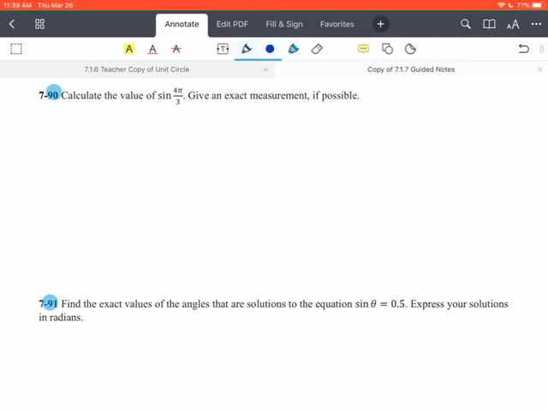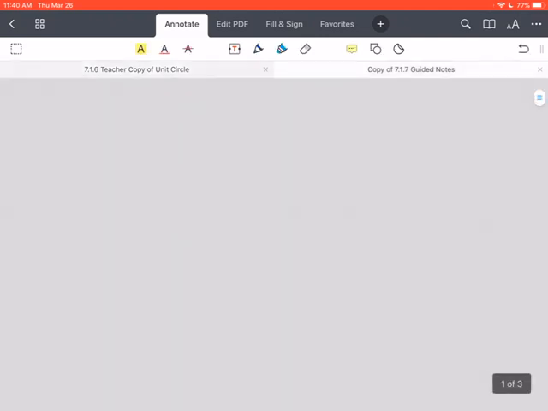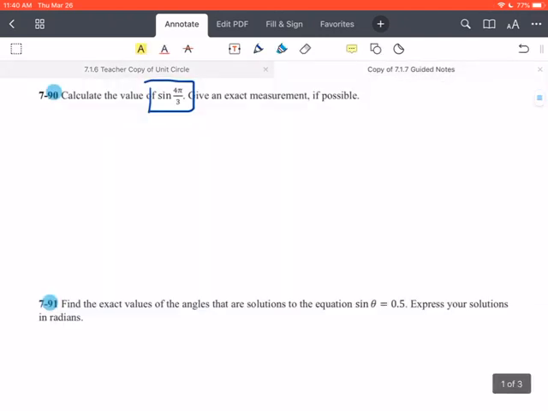So it says on 90, calculate the value of sine of 4 pi. Give an exact measurement if possible. So now we are having to visualize where this is on the unit circle. Sure, you could just go to your unit circle and look for 4 pi over 3, but I really encourage you to follow along with how we can do this quickly.